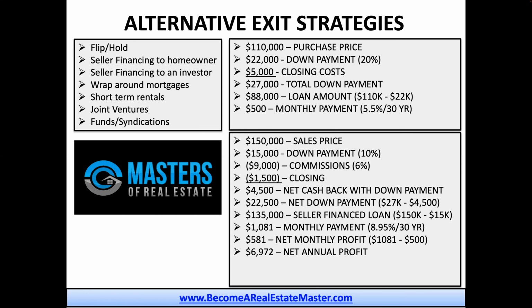So you're netting a profit of $581 a month, which is $6,972 a year, or a 31% cash flow return on your $22,500 down. And if you're looking at your return on equity, which is the return on investment, basically your $135,000 minus your $88,000 loan is your existing equity in the property, so $47,000, and you're making a 14.83% return on your equity in the deal.